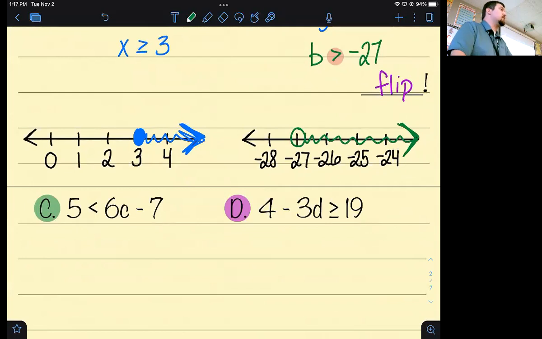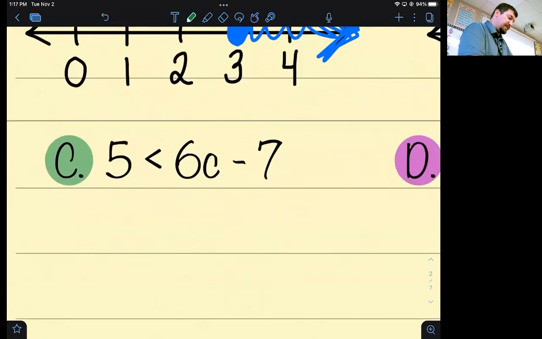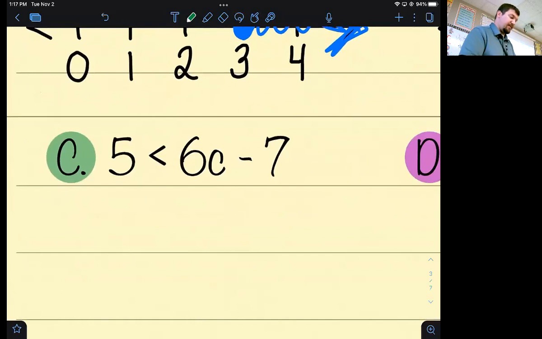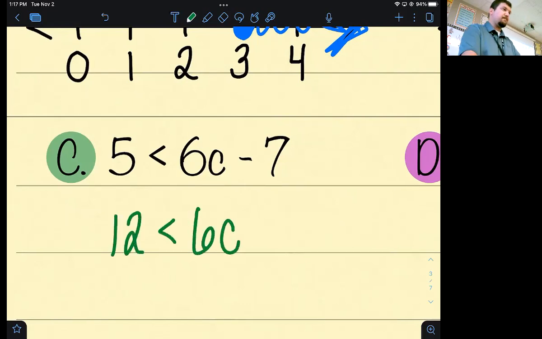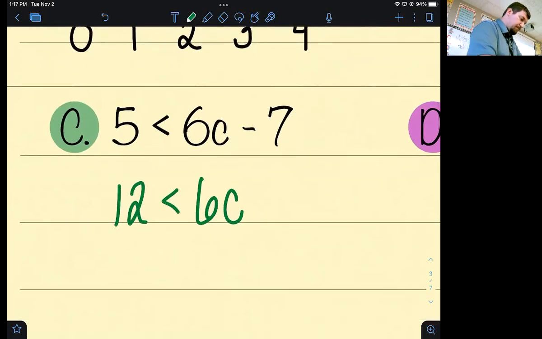Example C. Christian, tell me what I should do to both sides. Perfect. What's 5 plus 7? 12. Okay. Jimmy, tell me what I should do now. Okay, so when I do that, remember it's not like an equation where you can just put the variable on the left side willy-nilly and there's no problem. You actually have to move things around and switch the symbol. So let's do this first. Jimmy, what's 12 divided by 6?